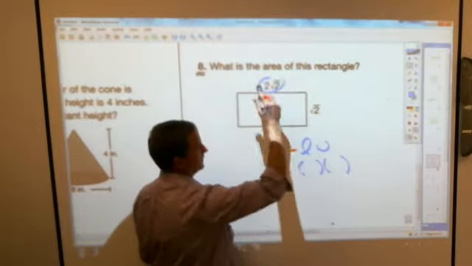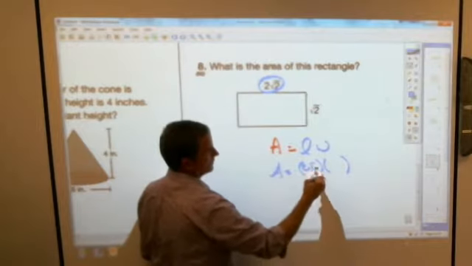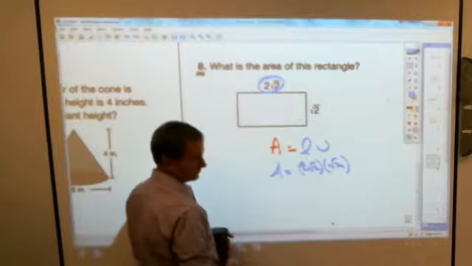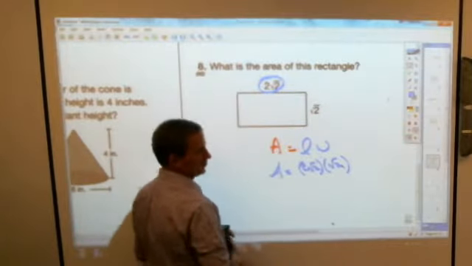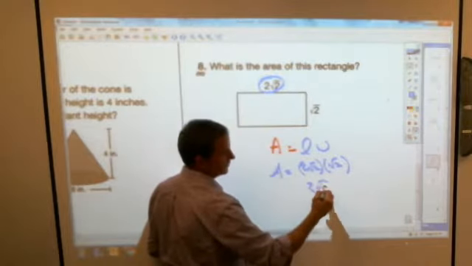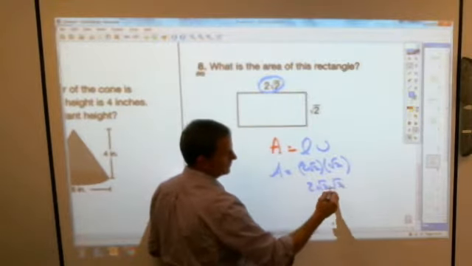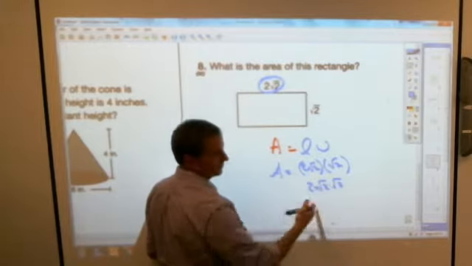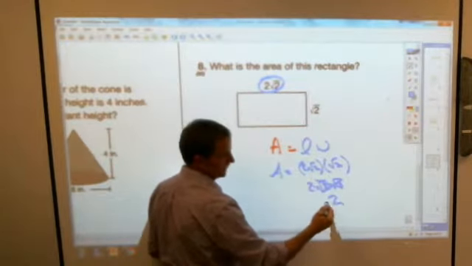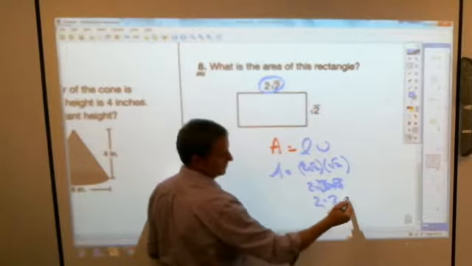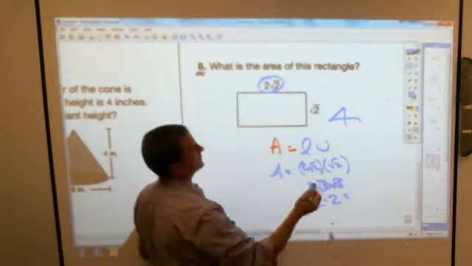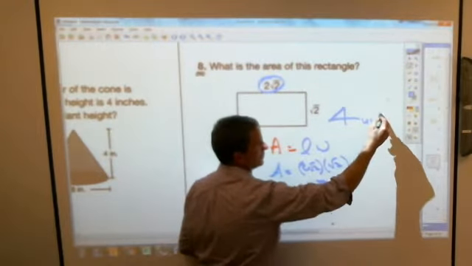We usually call this the length because it's the longer side. 2 times the square root of 2 times the square root of 2. What happens here, ladies and gentlemen, is this. Two identical square roots of 2 give you a normal 2, and that normal 2 gets multiplied by the other normal 2 to end up giving you the 4, units squared.